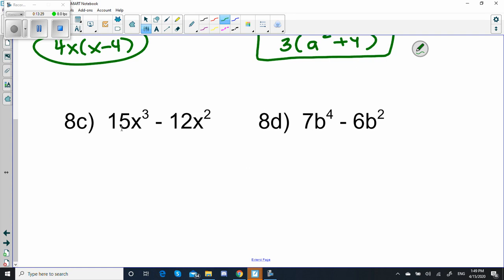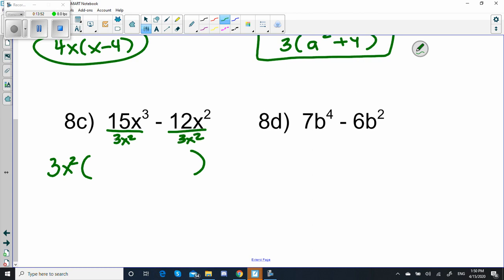Okay, so I'm going to try to take the highest number out of 15 and also out of 12. The largest number I can think that I can divide out of 15 and 12 is 3. And the most amount of x's I can take out is x to the second. So that's what I'm going to divide out of both of these. 3x to the second and 3x to the second.